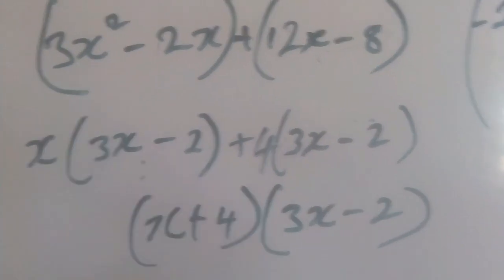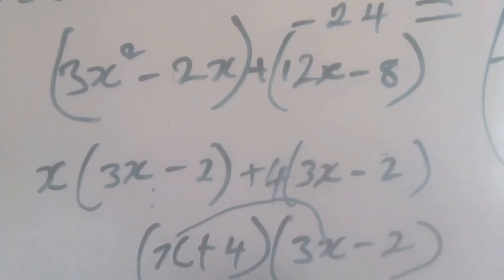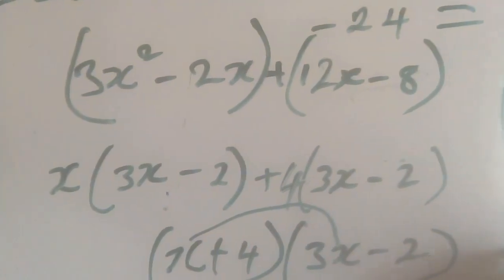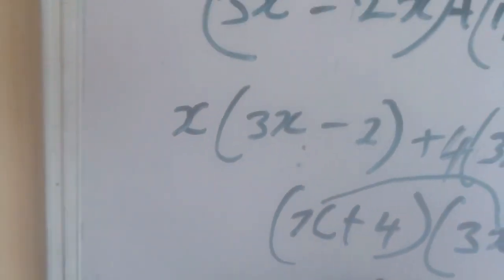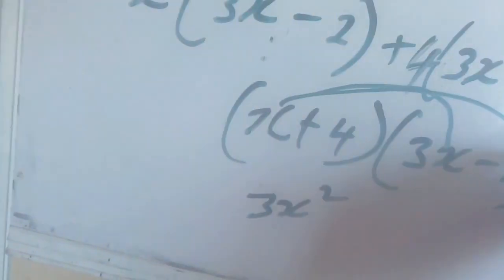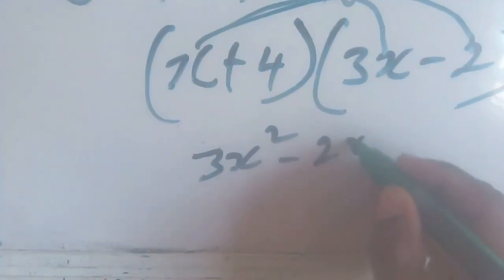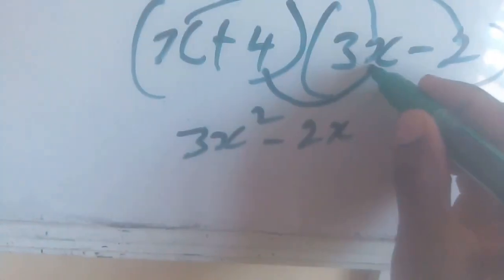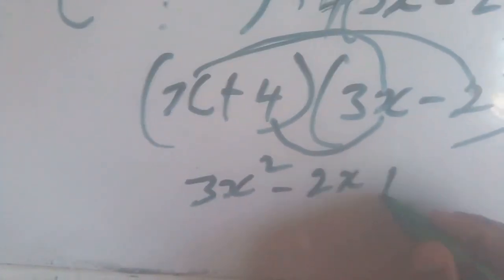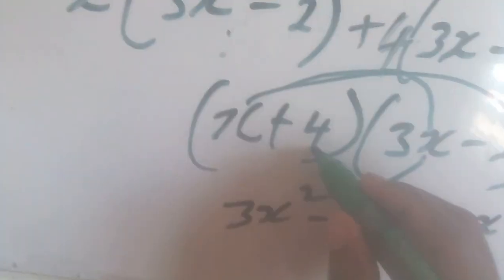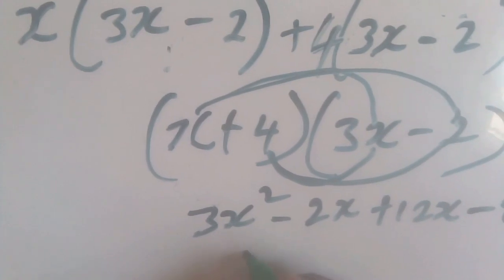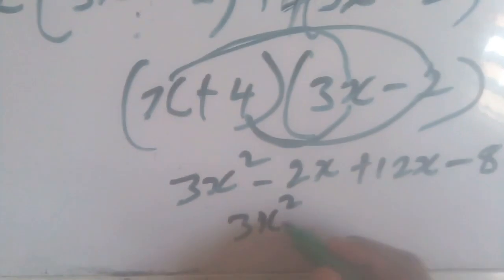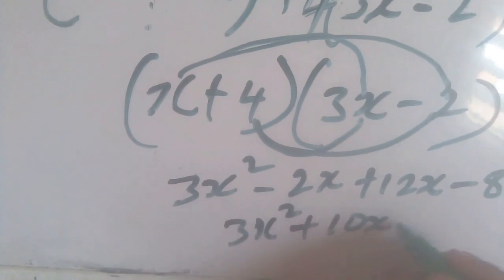To check it, as I said earlier, you expand it back. You multiply x by 3x, that gives you 3x squared. You multiply that same x by minus 2, that gives us minus 2x. You multiply this plus 4 by this 3x, that gives you plus 12x, and multiply that plus 4 by minus 2, that gives you minus 8. So you have 3x squared, and you simplify it, plus 10x minus 8.